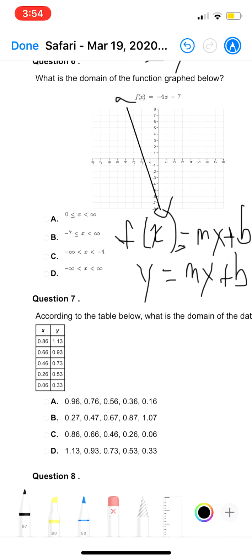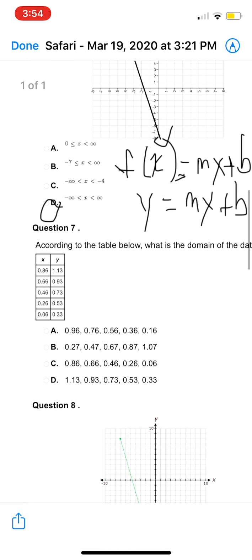It's going to go up as high as it can and over to the left as far as it can, till infinity, and it's going to go down as far as it can, and over to the right as far as it can to positive infinity. So we're talking about our x values. All of our choices have x values. They're asking for the domain of a line, which is going to go from negative infinity all the way up to positive infinity. Lines will hit absolutely every single point. So D would be your answer there.